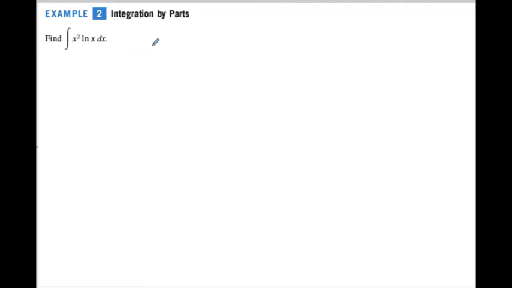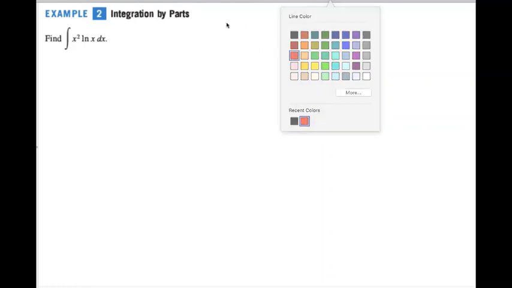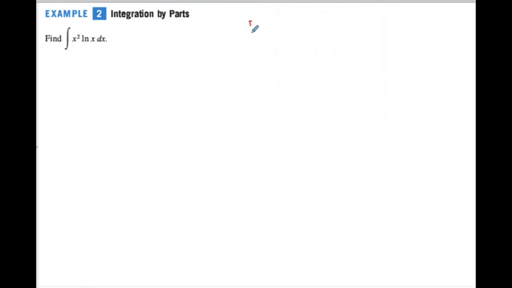So here's our next example. Again, we want to start by using our mnemonic device, LIATE. And we say, well, we have a logarithm here, so that's going to be the very front of the acronym. And then we have x squared, that's a polynomial, that's the P. So we should know what our choices are. U is whatever's closest to the front of the word, so natural log of x. And then dv is everything else that's left, including the dx, so it's x squared dx.